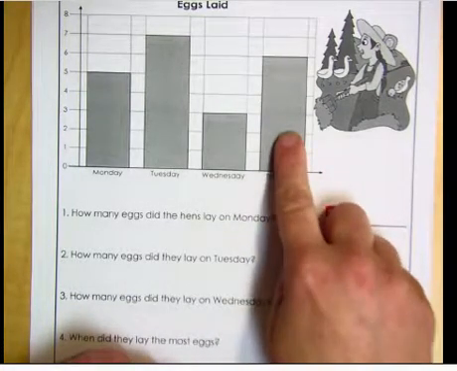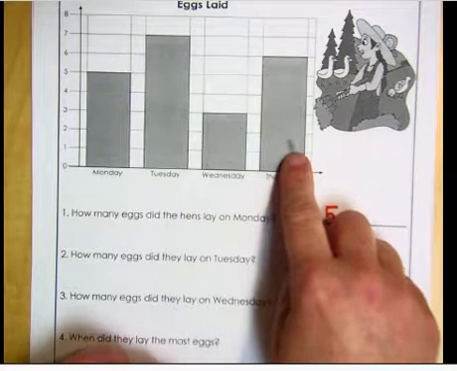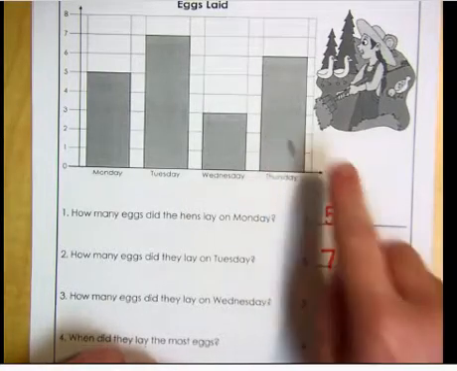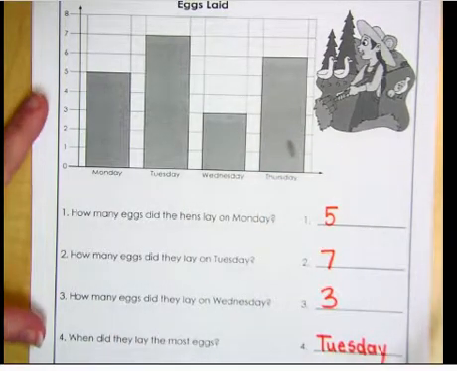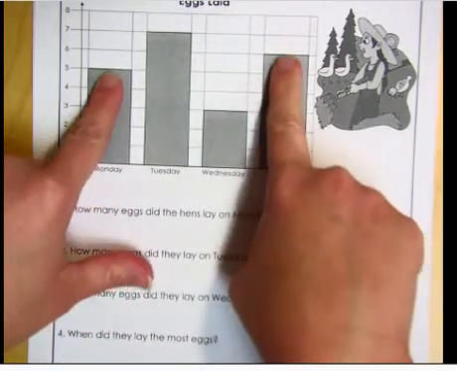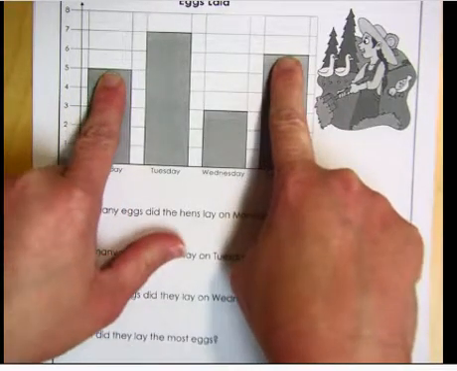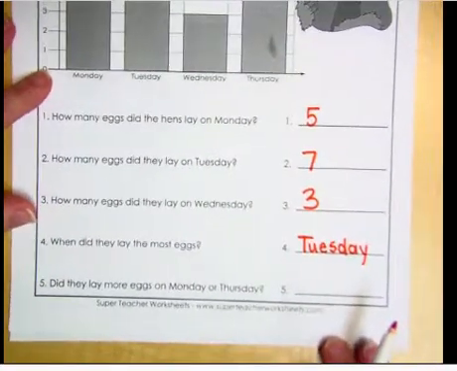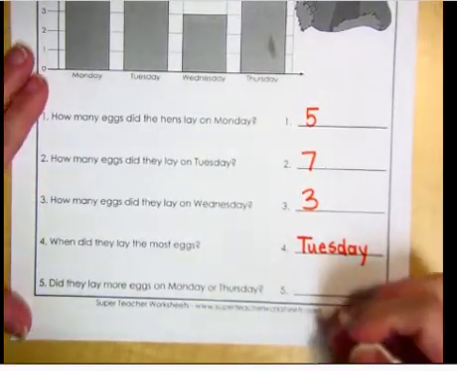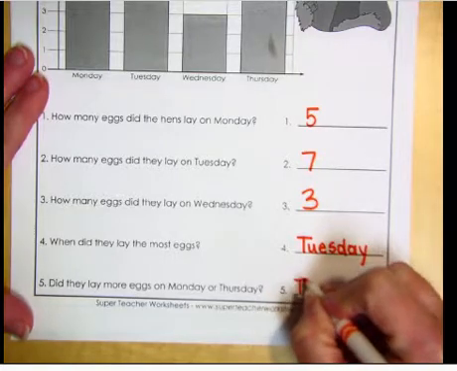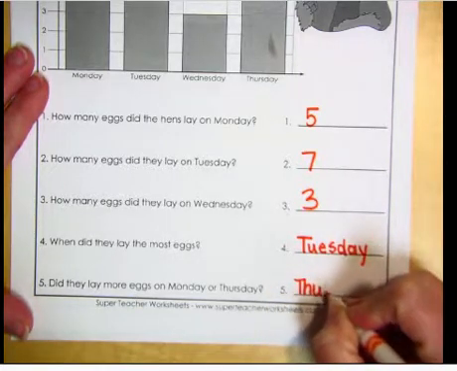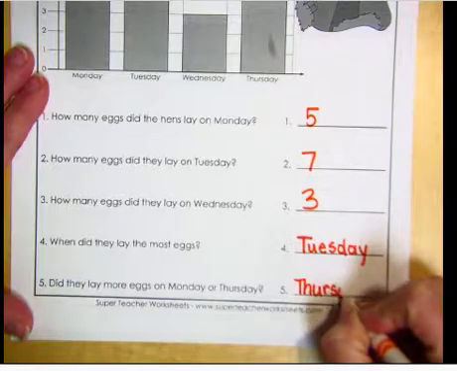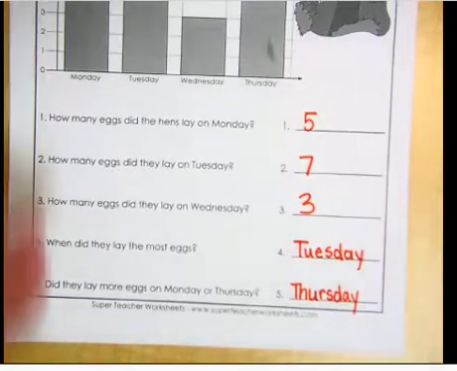6. Now, we're not going to write 6 because it didn't ask us which number. It asked us which day. And you can see that the Thursday tower is just slightly taller than the Monday tower. Okay, so number 5, did they lay more eggs on Monday or Thursday? It would be Thursday, just by 1, but it's more eggs on Thursday.